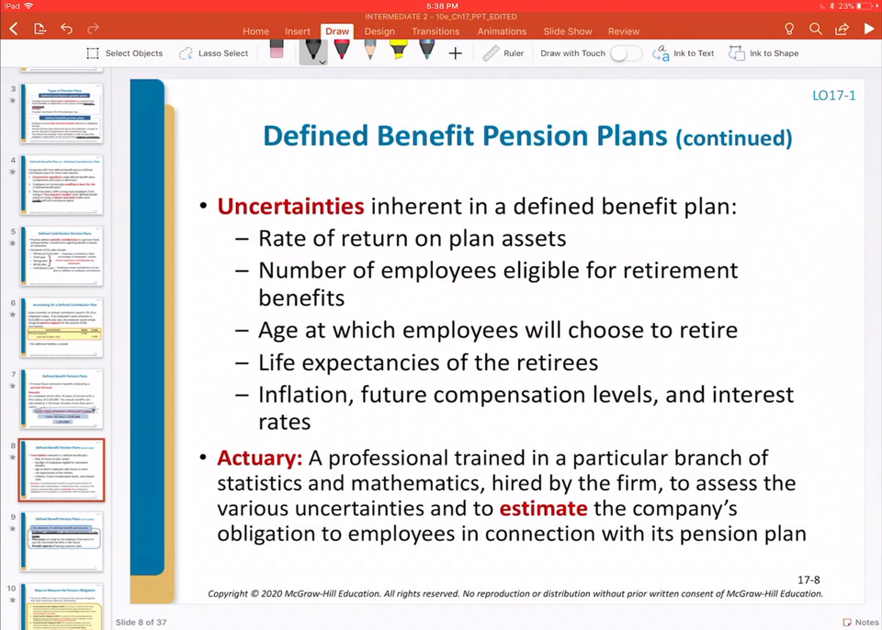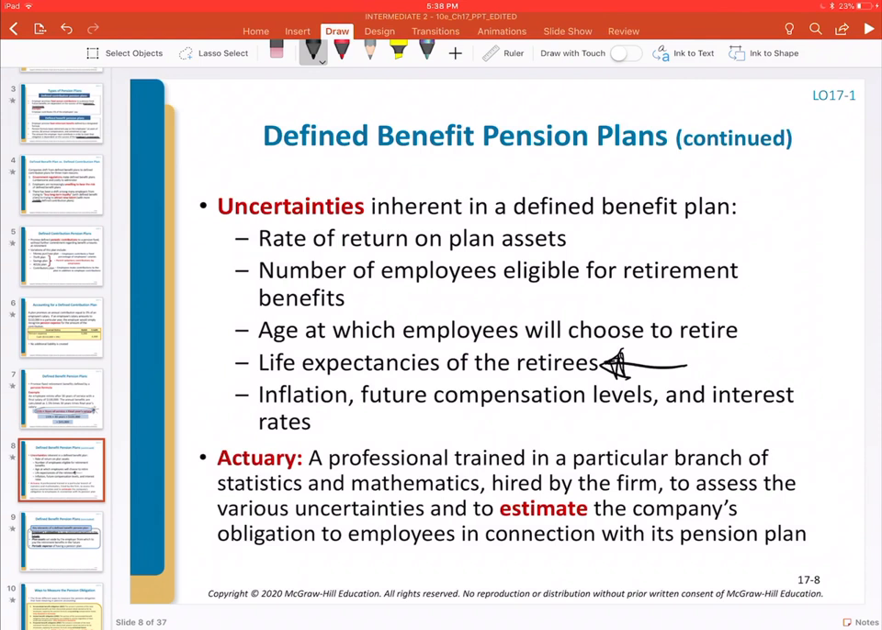One other thing to understand about the way that these estimations or these uncertainties are addressed. A lot of times organizations will either have an in-house or will hire an actuary. And an actuary is going to be someone who has a very specific set of skills as it relates to statistics and math. And they're going to be able to take into account a wide range of data in order to come up with best estimates for all of these uncertainties. So it would be an actuary's job to say, looking at something like the life expectancy of employees.